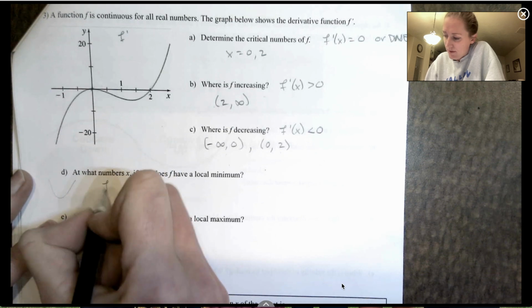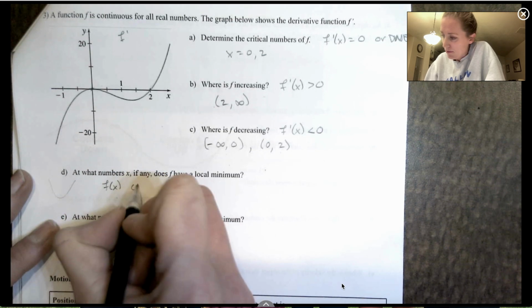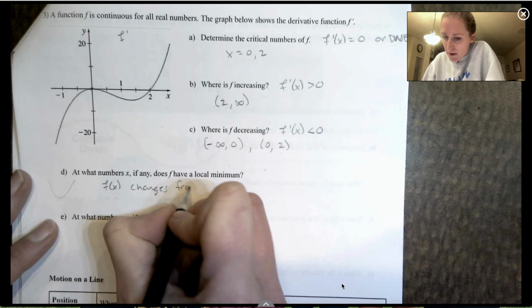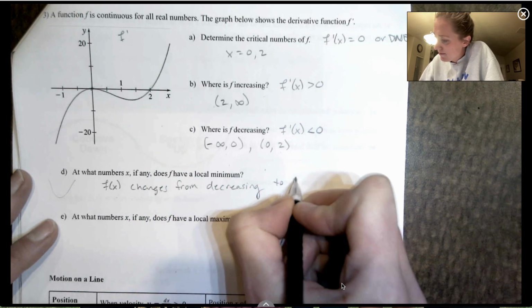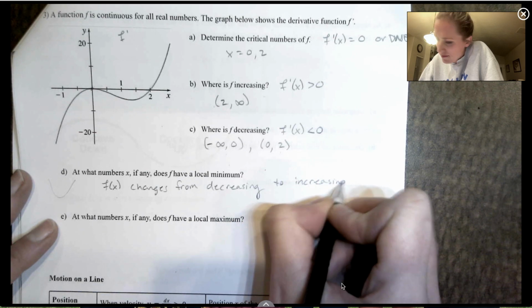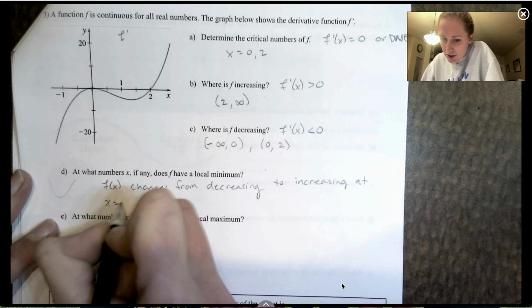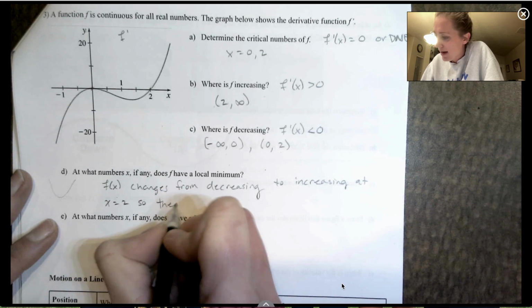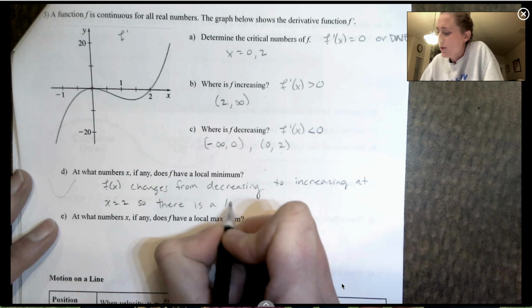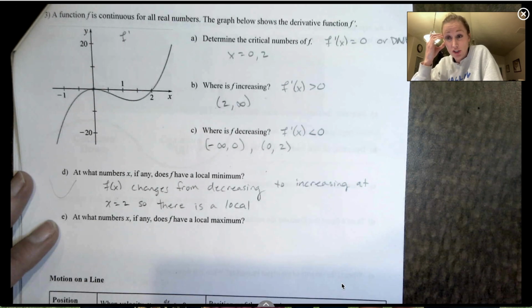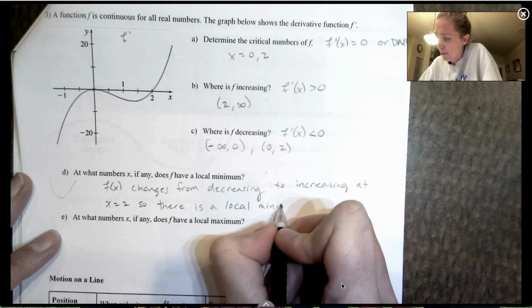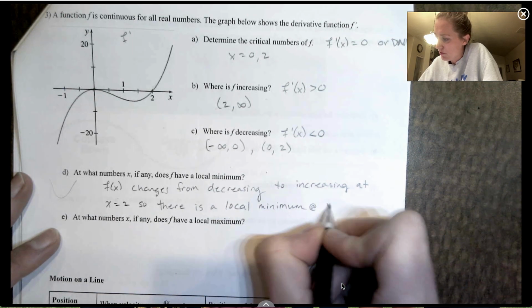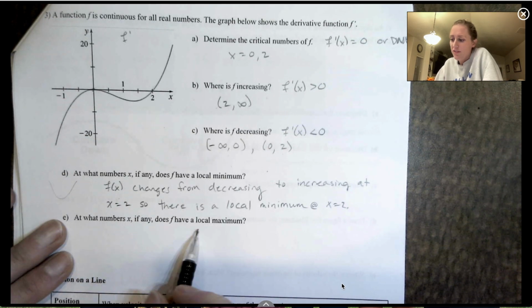So I'm going to write this out so you can see. F, right? We answered some questions about F and B and C. So F changes from decreasing to increasing at x equals 2. So there is a local minimum at x equals 2. Now, we can't give the y value in this case because I don't have a function to plug it back into, so we're just going to say the x value. So there's a local minimum at x equals 2.